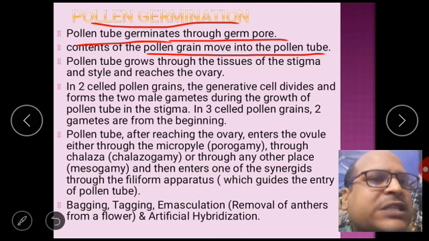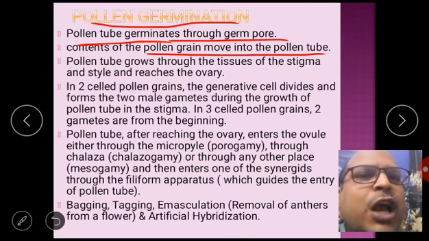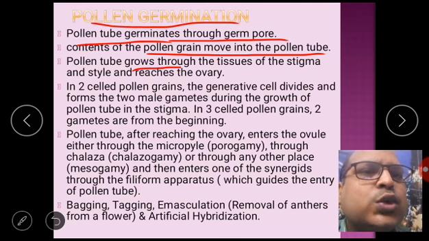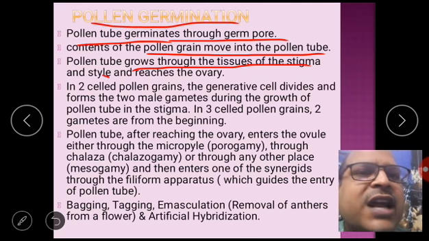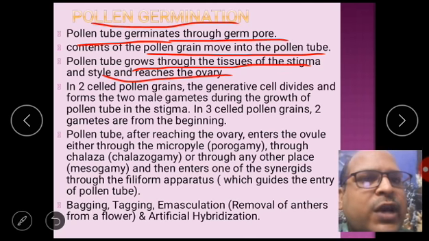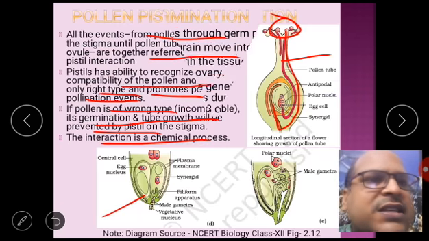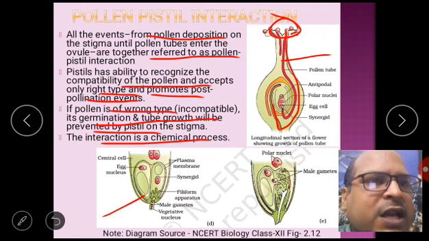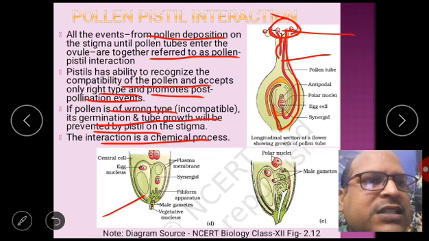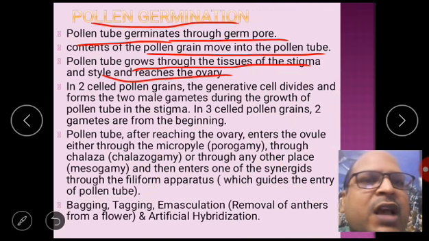Now the contents of the pollen grain move into the pollen tube. That means what is present inside the pollen grain comes into the pollen tube. The pollen tube grows through the tissues of the stigma and style and reaches the ovary. You can see here in the figure, the pollen grain falling on the stigma and reaching the ovary in this manner.